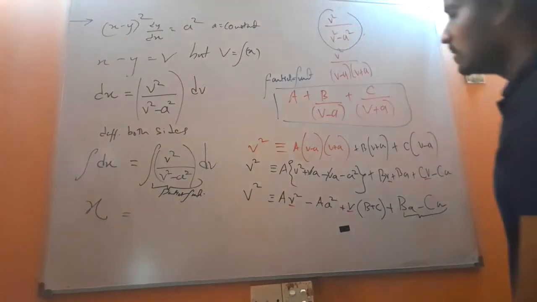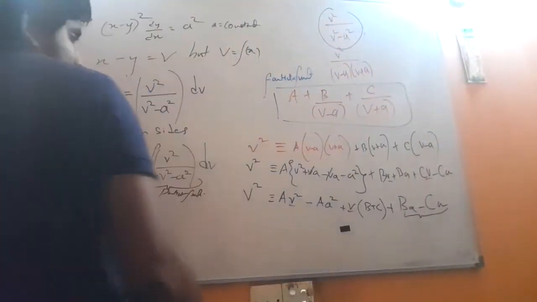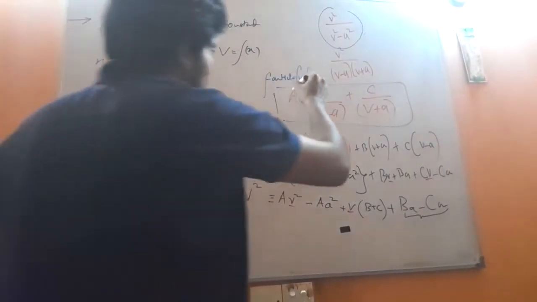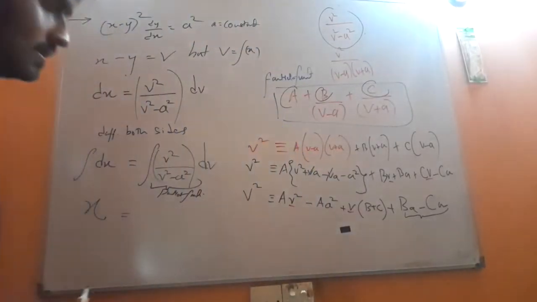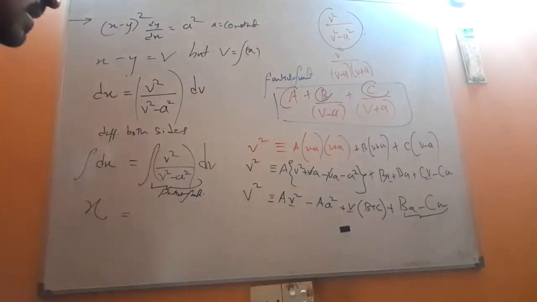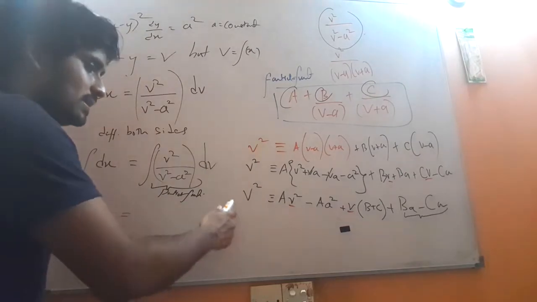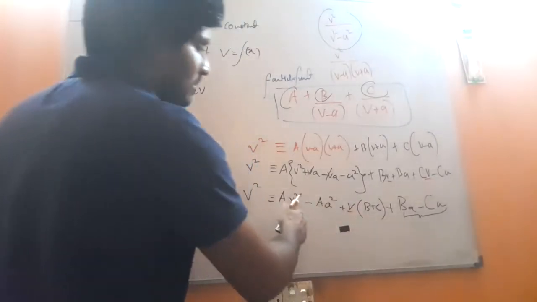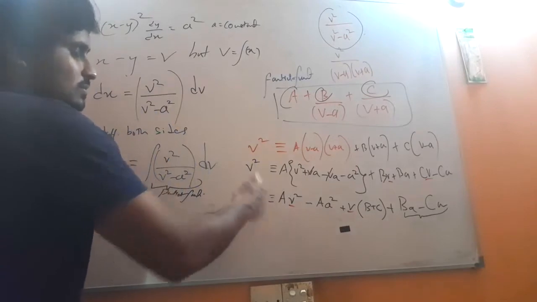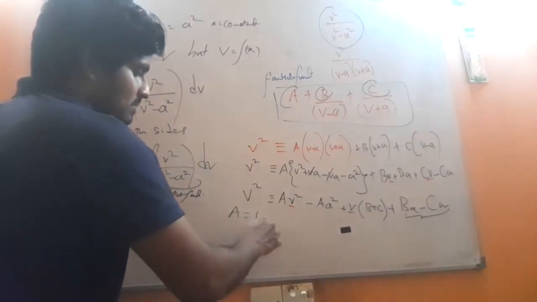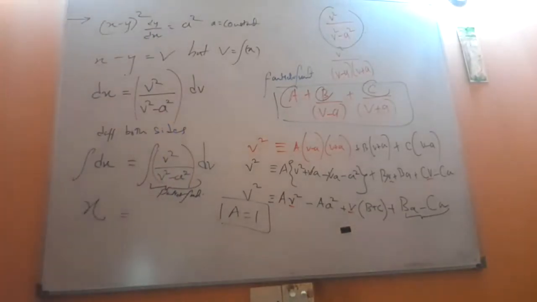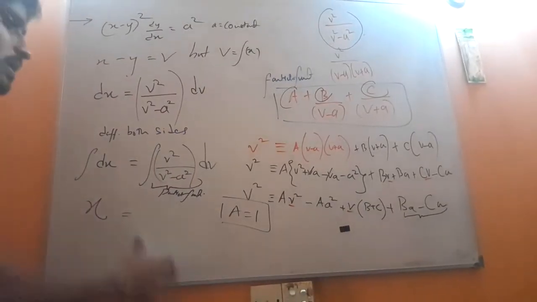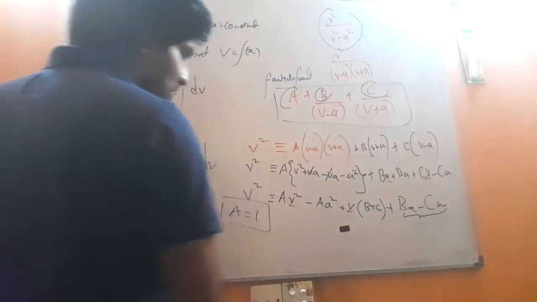So now how to find the values for these constants a, b and c? It is very easy. Now we can match both the sides. Here the coefficient of v squared is 1. Here the only v squared term that you have is this one. So that means a must be the same as 1. I hope you got it, right? It's no magic. You have to match the coefficients.